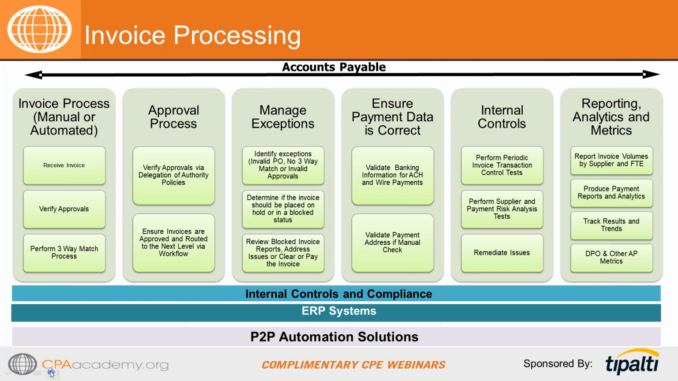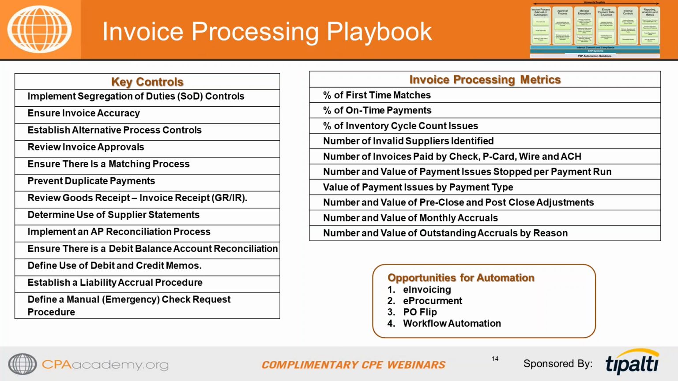Typically, the reporting and analytics include how we're paying suppliers by volume and how many invoice processors and accounts payable are paying what amount of invoices. Track results and trends, and typically the overall metrics for accounts payable include days payable outstanding, that's DPO, and cycle time in a lot of cases. And certainly with automation, you'll see some of these metrics improve.